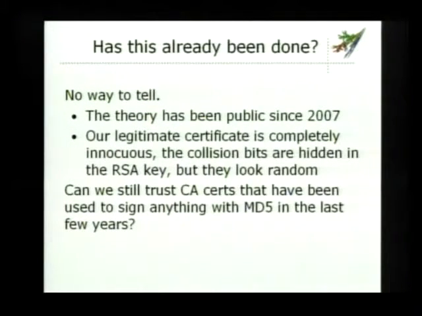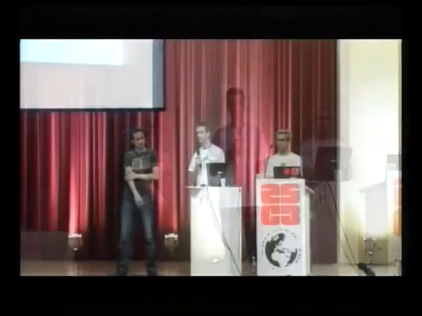Well, how can we tell if this happened? Well, there is no way to tell. The theory has been public since 2007, and our legitimate certificate is completely legitimate. We own the domain. It's a completely valid certificate request, and we followed proper protocol, and there is nothing you can see in the certificate that shows something is wrong. So there is an open question: can we trust CAs that have used MD5 to sign certificates this year or even years before? Can we still trust them? And that's something we can't answer.